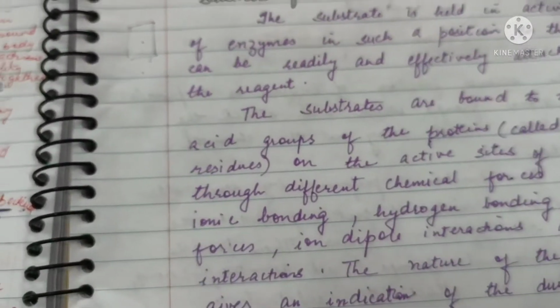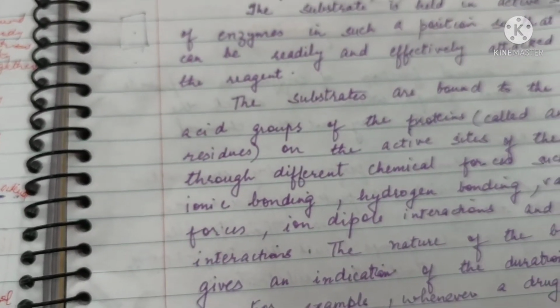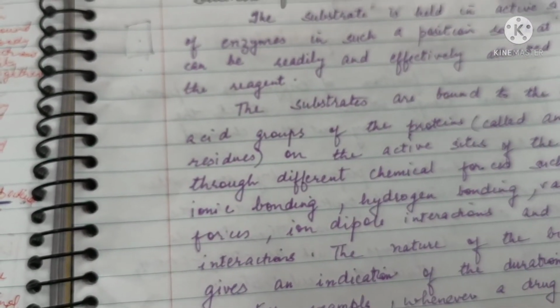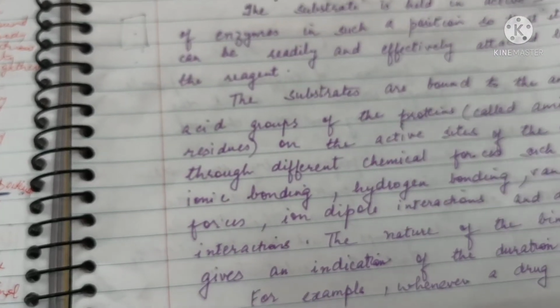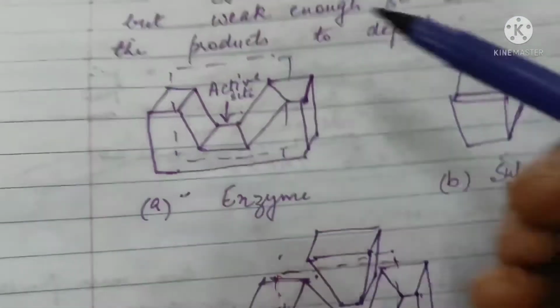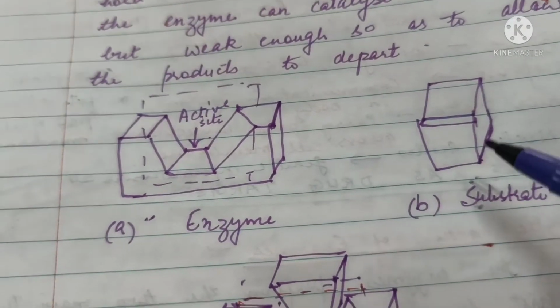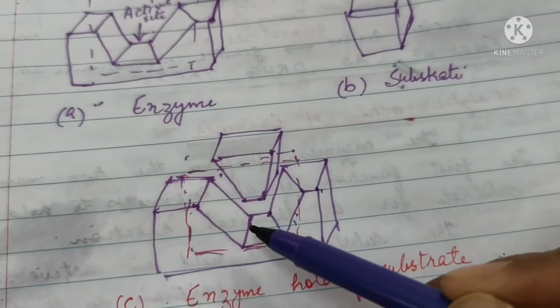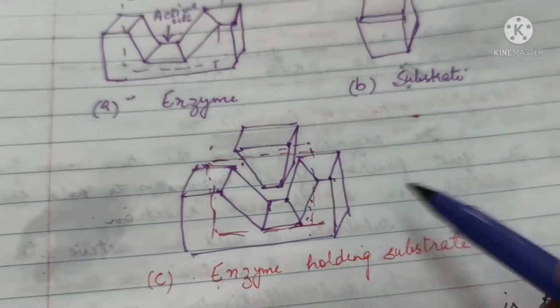The substrates are bound to the amino acid group of the proteins called amino acid residues on the active sites of the enzyme. So if this is an enzyme and this is its active site and this is the substrate, it will attack on the active site of this enzyme.